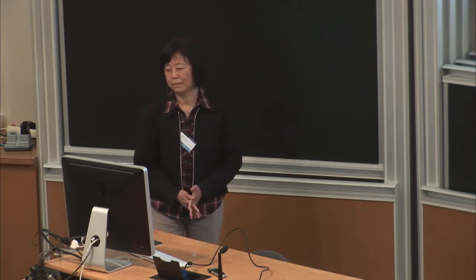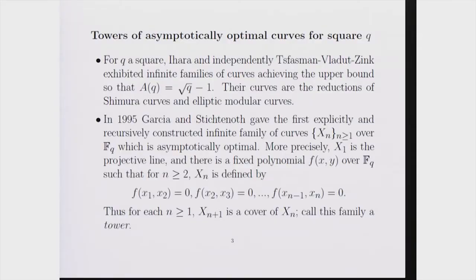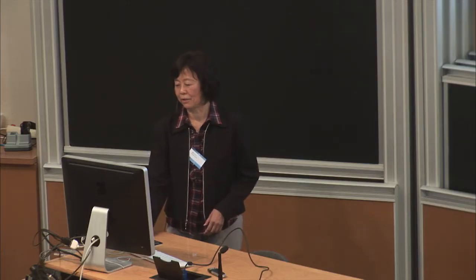And Drinfeld-Vladut showed that an upper bound for A(q) is root q minus 1. So in the case q is a square, Ihara and independently Tsfasman-Vladut-Zink exhibited infinite families of curves achieving this upper bound. Therefore, when q is a square, one knows that A(q) is equal to root q minus 1. The curves they use in their construction are the reductions of Shimura curves and elliptic modular curves. Then in order for this to be useful to really construct AG codes, one would need to have explicitly given models for the curves and then go from there.